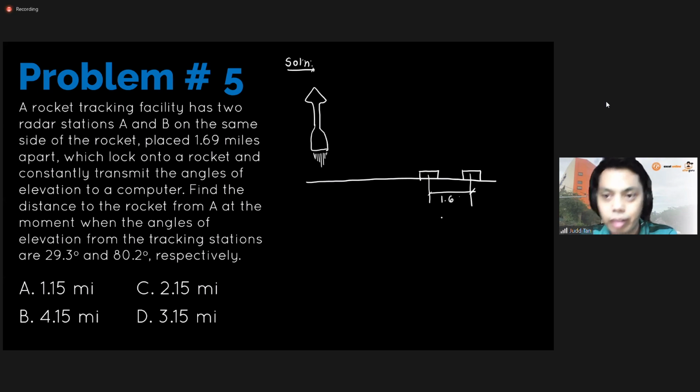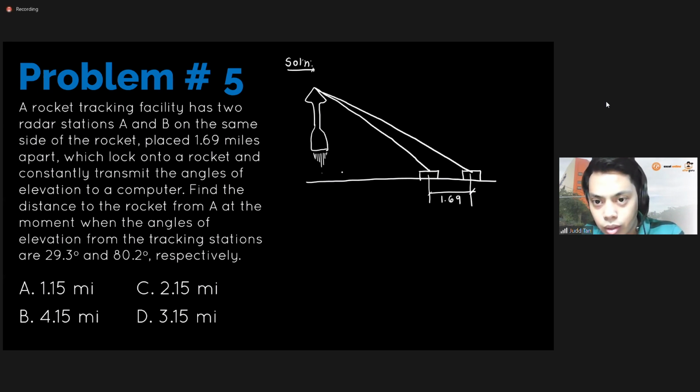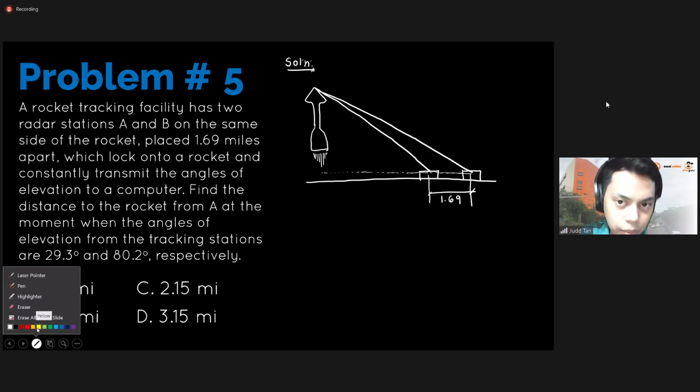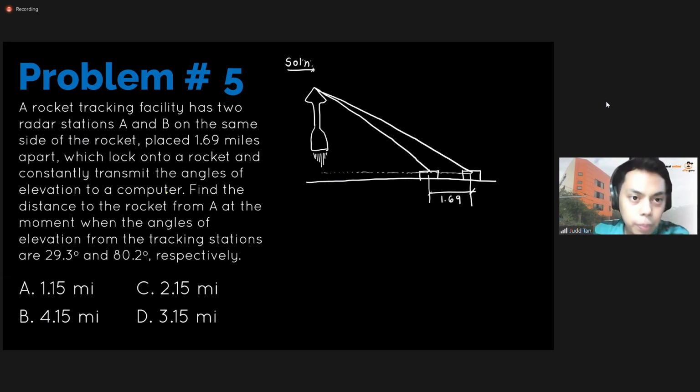1.69 miles. So which lock onto a rocket and constantly transmit the angle of elevation? So angle of elevation po, no? Let me draw. Angle of elevation dito, tsaka angle of elevation dun sa isa. So angle of elevation means, okay, this one. So yung angles will be, ano pong sabi dito? The angles of elevation to a computer.